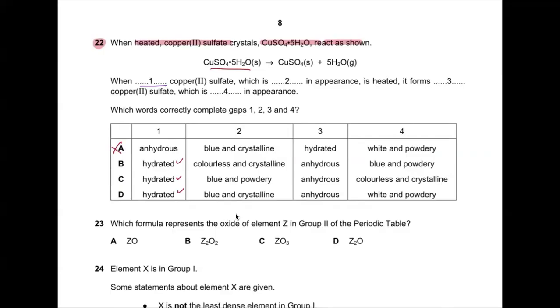So A goes wrong. It's hydrated copper sulfate, which is blue and crystalline because these are obtained in the form of crystals. So C, colorless, blue and powdery makes B and C go wrong, and we have identified the correct answer, that is D.